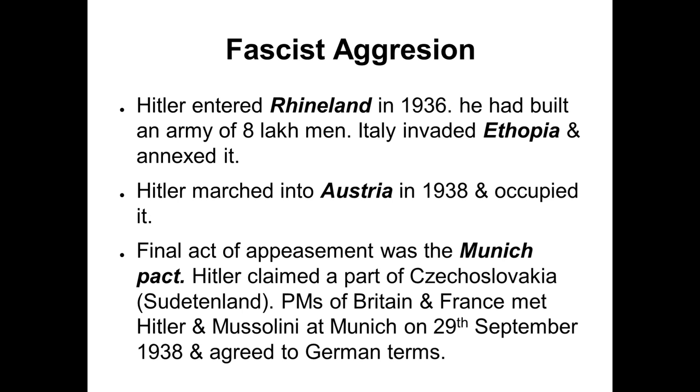Now, the prime ministers of Britain and France, instead of opposing this step by Hitler, met Hitler and Mussolini at Munich on 29th of September 1938 and agreed to German terms. Try to analyze this: instead of opposing them, they agreed. It means they have legitimized Hitler and Mussolini. See this.